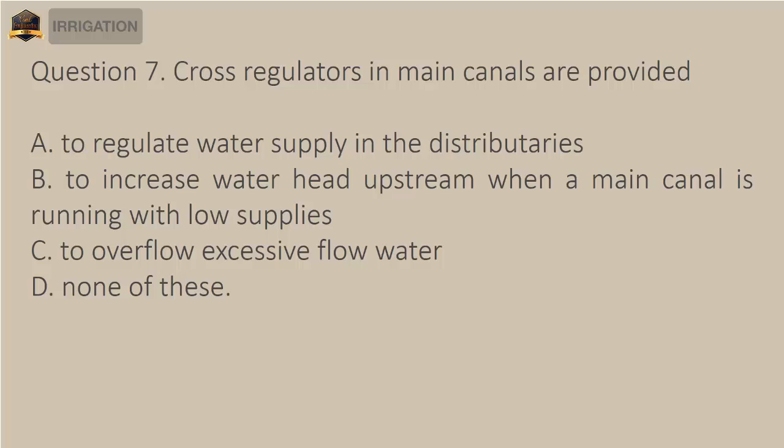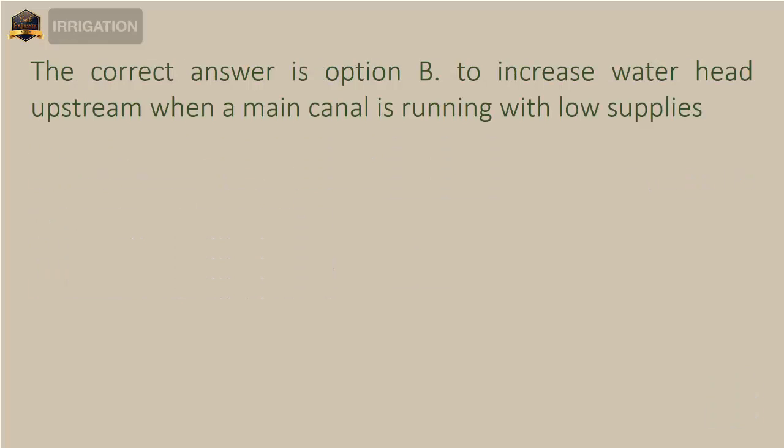Question 7. Cross regulators in main canals are provided A. To regulate water supply in the distributaries. B. To increase water head upstream when the main canal is running with low supplies. C. To overflow excessive flow water. D. None of these. The correct answer is option B, to increase water head upstream when a main canal is running with low supplies.